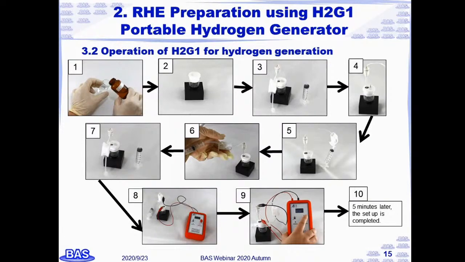Here is the operation of H2G1 for hydrogen generation. Pour 1.2 molar hydrochloric acid solution into half of the sample vial for the SBC2 voltammetry cell. Put the Teflon cap for SBC2 into the sample vial, then put them into the cell holder. Insert the RHE reversible hydrogen electrode through the Teflon cap for SBC2 and fit the O-ring into the hole. Insert the platinum counter electrode through the Teflon cap for SBC2.